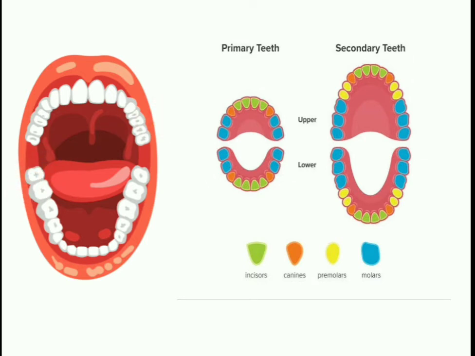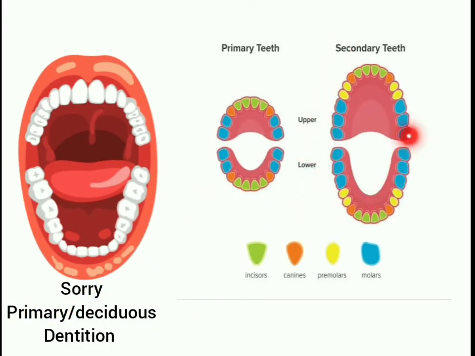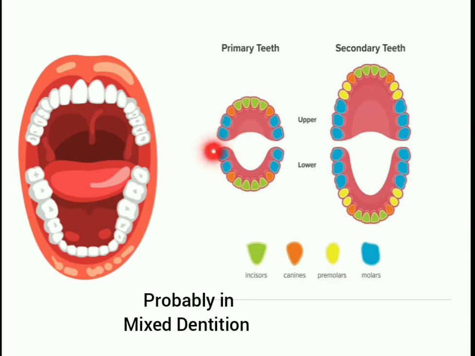Total is 32. Okay, so this is the presentation of primary teeth and of permanent teeth. In primary teeth we have only incisors, canines and molars. Premolars are absent in primary dentition. They erupt after 6 years, because they are included in permanent dentition. So in primary dentition, premolars are absent, and the primary molars are replaced by permanent premolars.